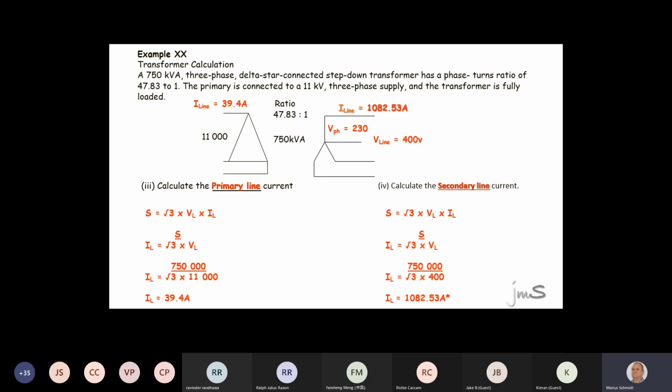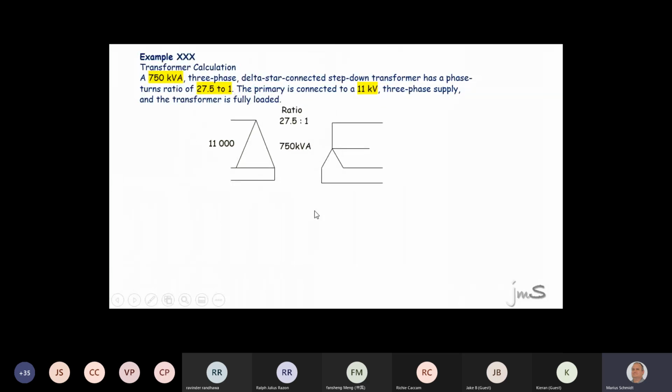Very close, 750. Can you see it balance out? It will always balance out. So root 3 VI: root 3 times 11,000 times 39.4 gives me 750,000. This side, root 3 times 400 times 1082, gives me 750,000. See that? Now guys, a trainee got this question, but I think he maybe made a mistake. That's all right, I don't care.